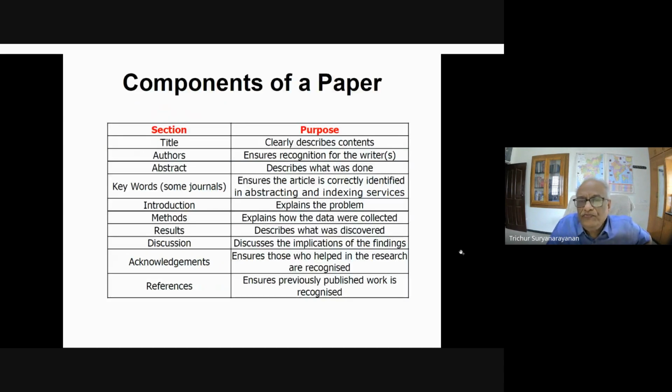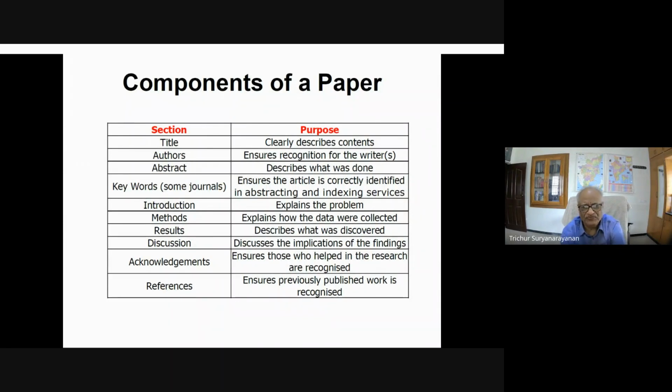So I'm coming to the last slide. This is the last slide. Components of a paper. Title. What is the purpose? The title clearly describes the contents of the paper. That is the function of the title. Then, once you complete writing, you see this table and then see whether the title that I have chosen clearly describes the contents of my paper.